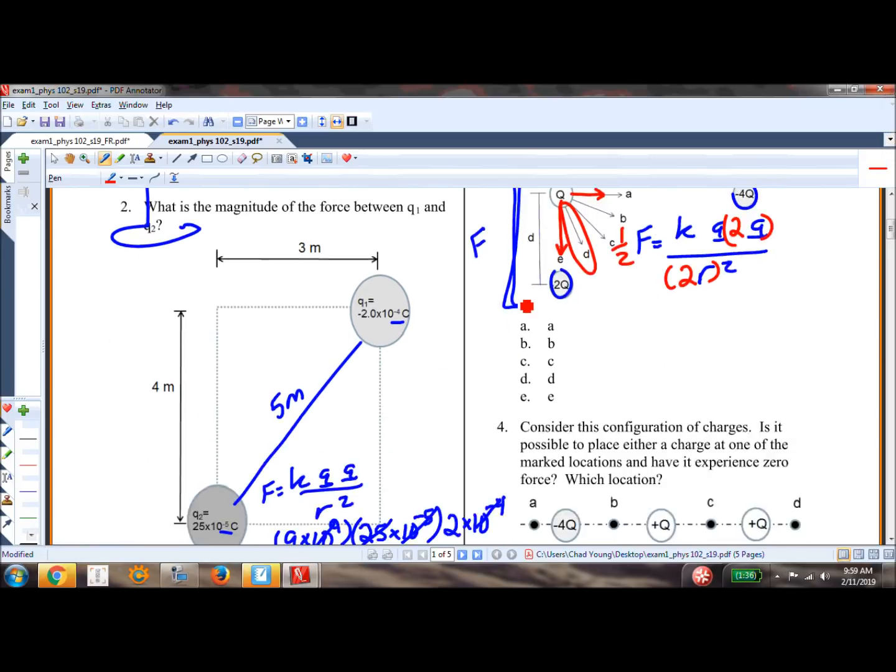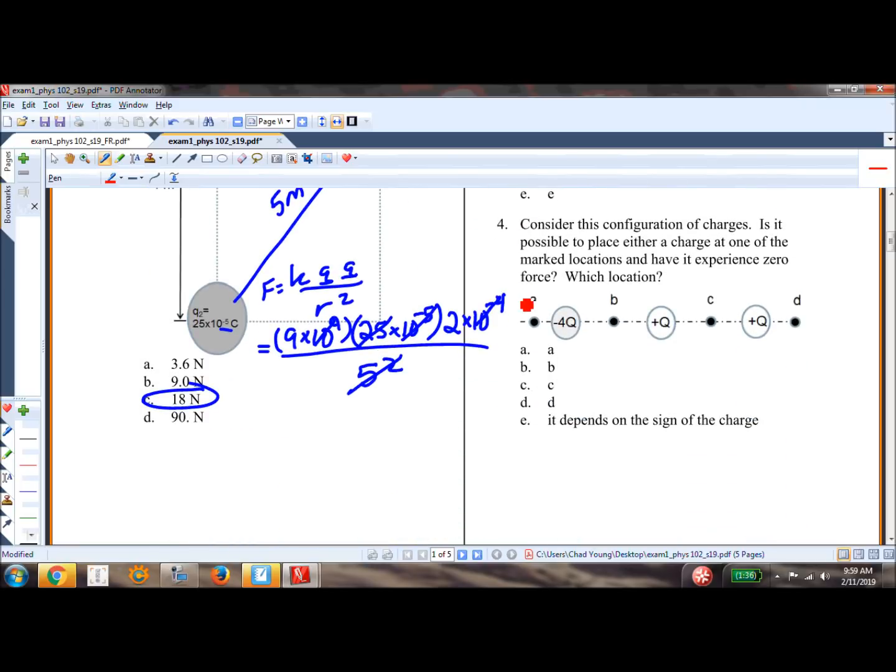Consider this configuration of charges. Is it possible to place either charge at one of the marked locations and have it experience 0 force? See, that wording's a little strange. I'm going to change it to, is it possible to place a charge at one of the marked locations? It turns out that it doesn't depend on the sign of the charge, so E is not the answer, but we can try it with different charges.